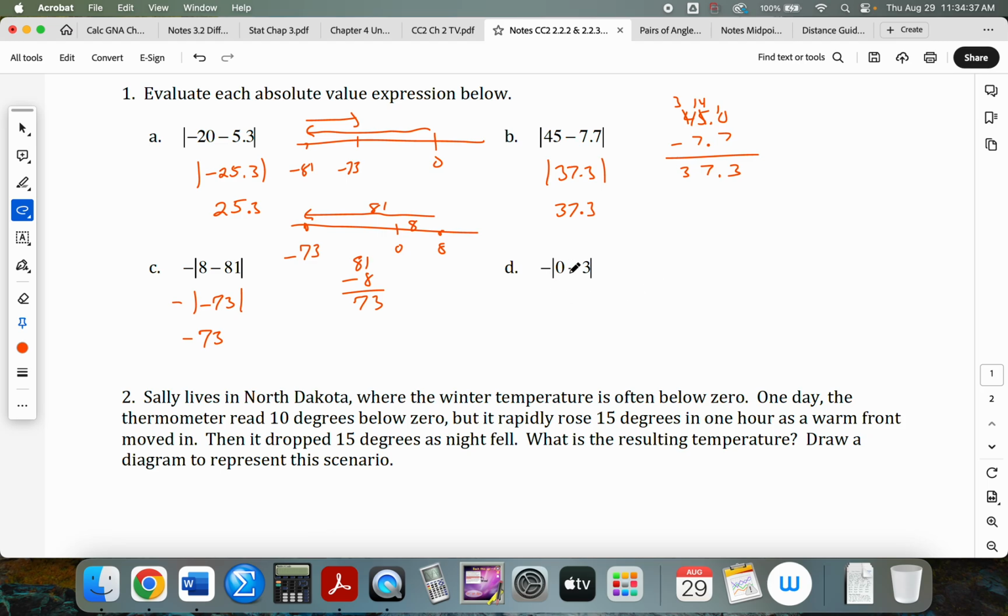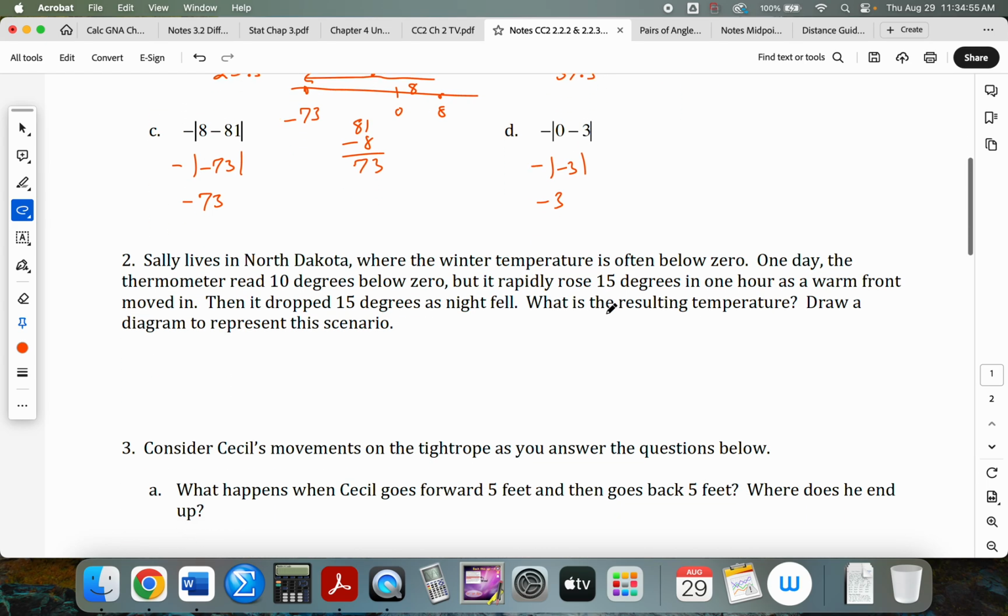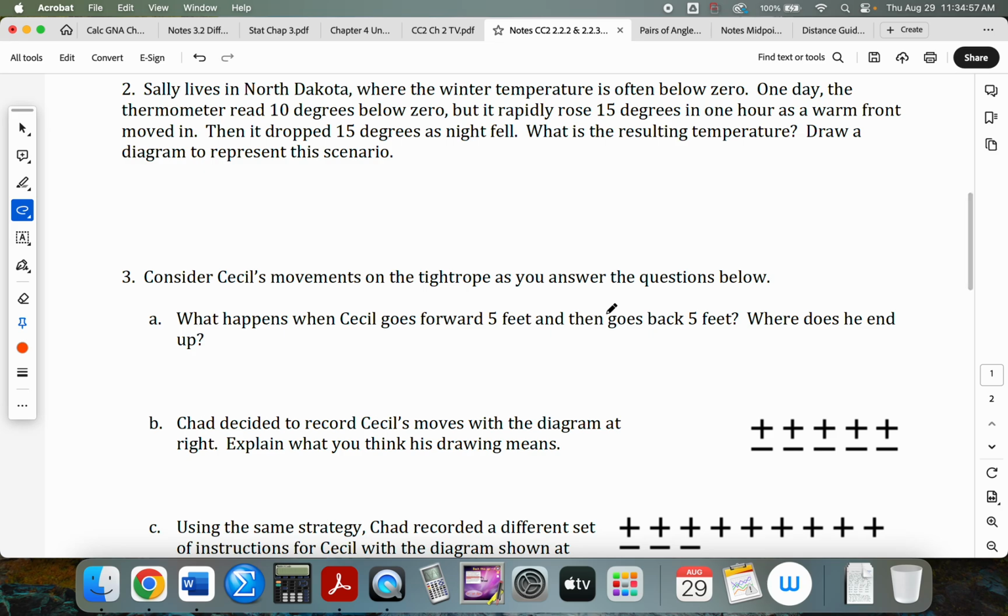And then here, 0 minus 3 is negative 3. The absolute value of negative 3 is positive 3. And I'm taking the opposite of that, so that's negative 3. Any questions? All right, let's move on then.